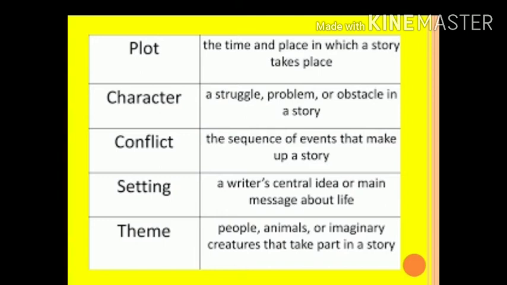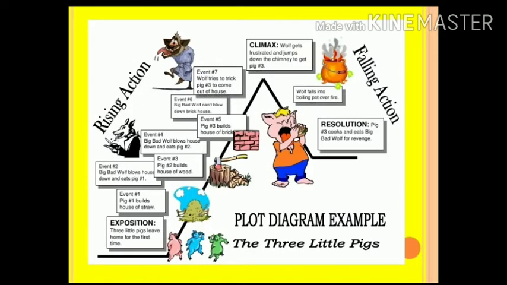Now, let us see how the story is narrated. Story is narrated with exposition. Exposition means introduction, beginning. It should start with a clear intro. And then the rising action goes on with different events. Event 1, Event 2, Event 3, Event 4, Event 5, and so on. And with that connecting events, we reach the climax.